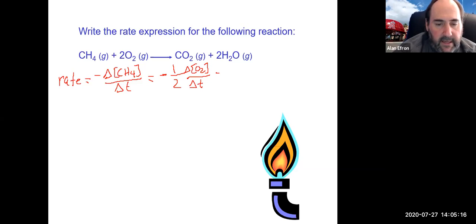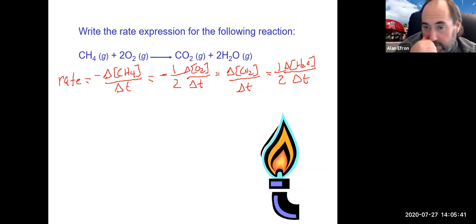Coming to our products, again, the coefficient there is 1, which means we would have the change in the concentration of CO2 over the change in time. And lastly, we have 1 over 2 for the coefficient, change in the concentration of water over the change in time. I wrote these all equal to each other.